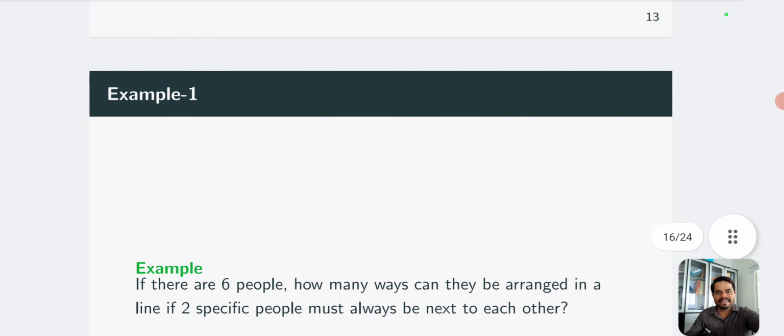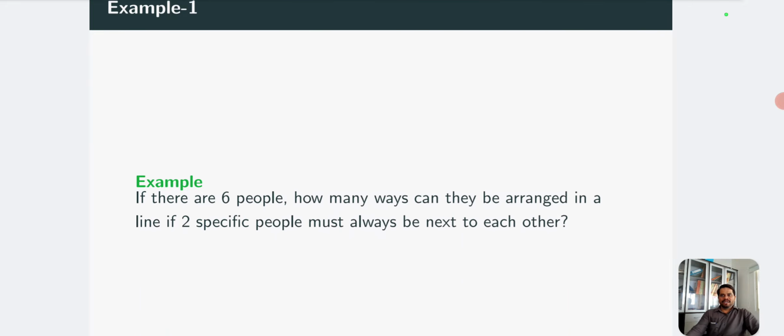Now let us see an example on this concept. The statement of this example is: if there are 6 people, in how many ways can they be arranged in a line if 2 specific people must always be next to each other? So what is the condition? We have to arrange 6 people in a line, such that 2 specific people must always be next to each other. So this is the condition on arranging these 6 people.